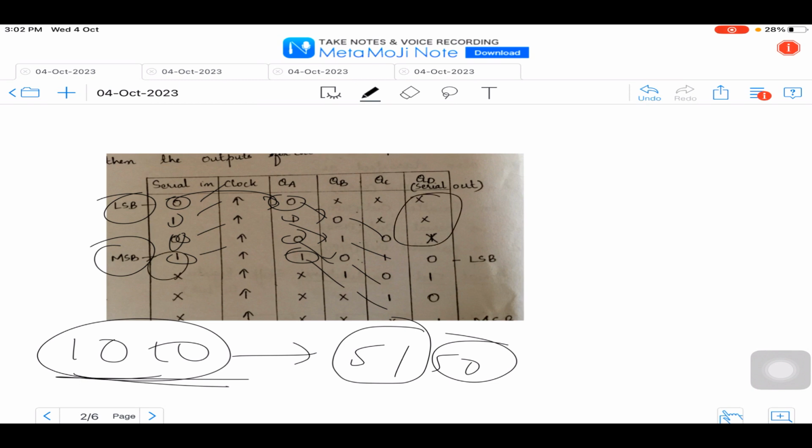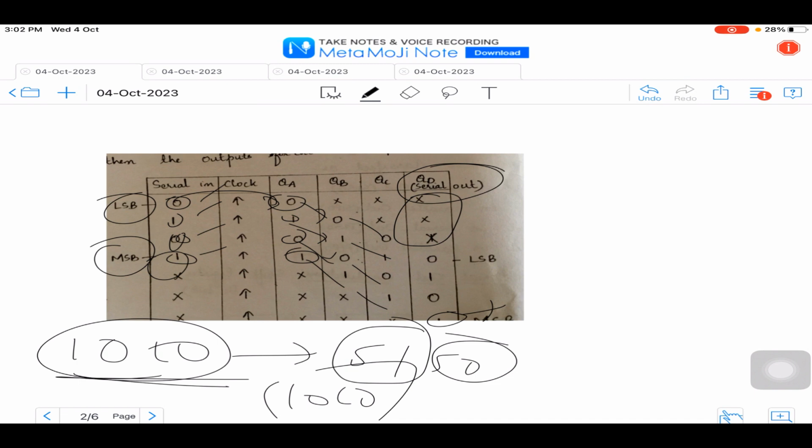The most significant bit, 1, exits from the QD serial output port. So what is the output here? Again we get 1010 as our output. What we mean to say is that data is fed serially and the data is obtained back serially. This is the overall concept of serial in, serial out shift registers.